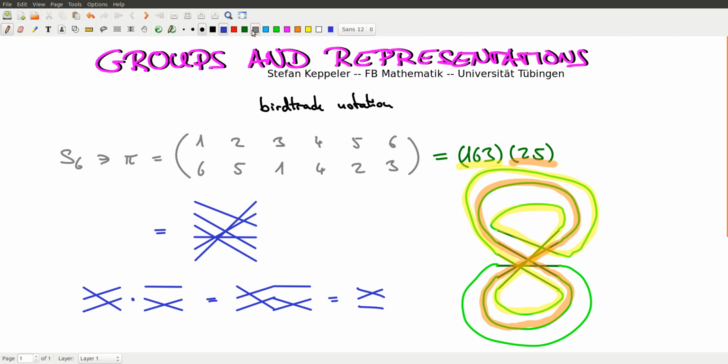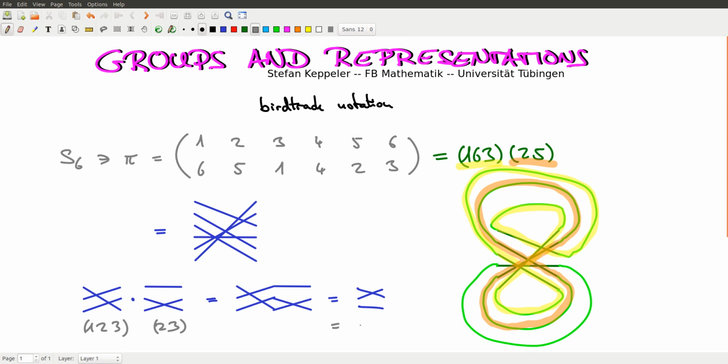Let's check this in cycle notation so that all is consistent. So what is this birdtrack here? 1 is mapped to 2. See this here. And 2 is mapped to 3, and 3 is mapped to 1. And this one here is just 2 and 3 exchanged.